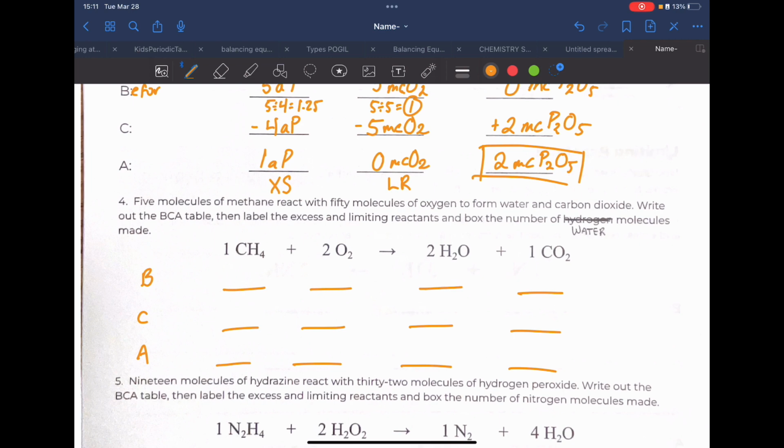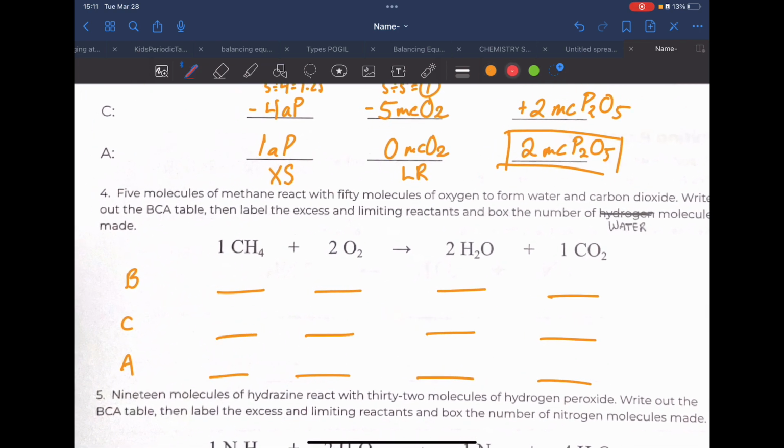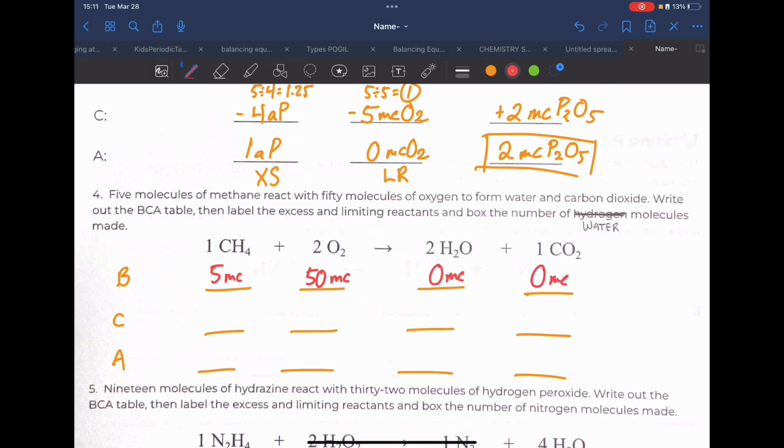Okay, 5 molecules of methane reacting with 50 molecules of oxygen to form water and carbon dioxide. 5 molecules of methane, 5 right here, 50 molecules of oxygen, 50 right there. Before we do this combustion reaction, we haven't made any product yet, so there's none. We do our division next: 5 divided by 1 gives me 5, and 50 divided by 2 gives me 25.